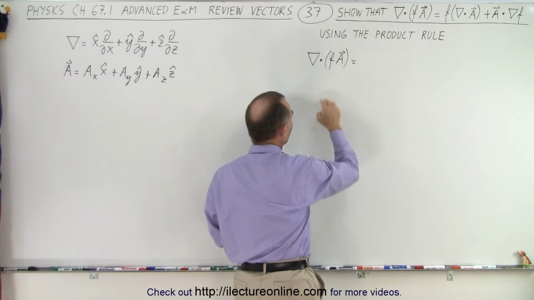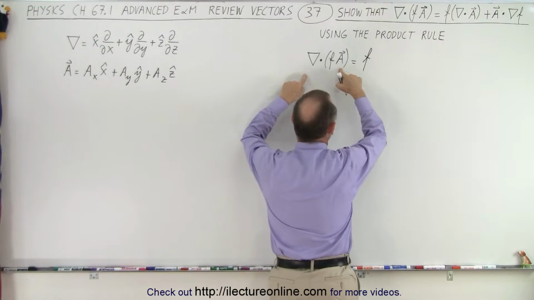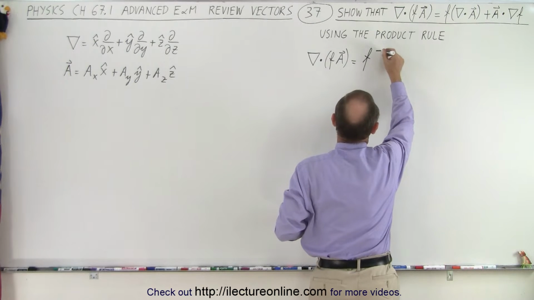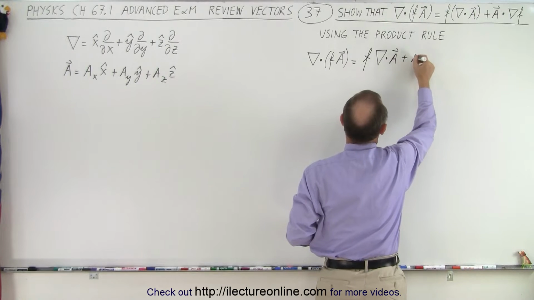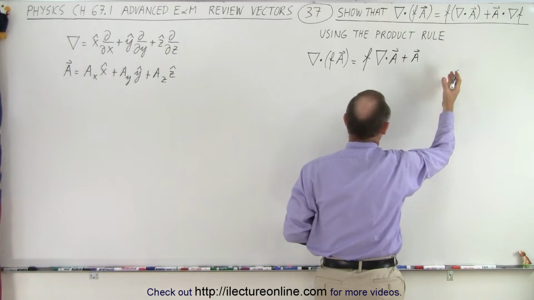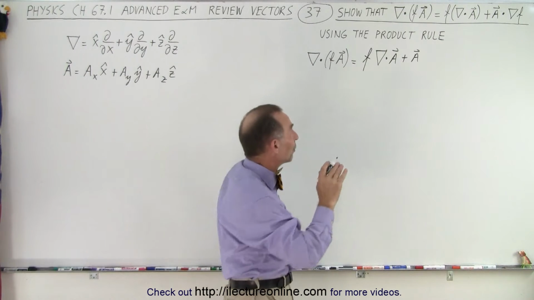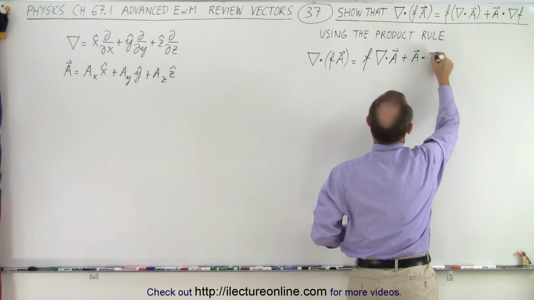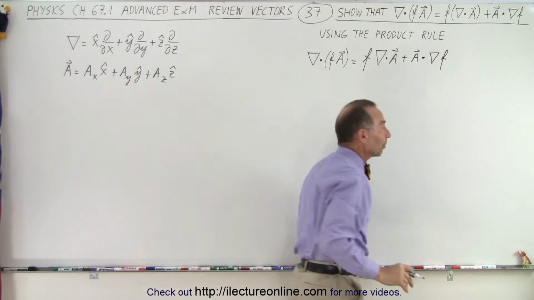If we're going to use the product rule, that means we take the first, which is the function, times the derivative of the second. Now in this case, the derivative is the divergence of the second, so it's times the divergence of the second plus the second, which is now the vector, times the derivative of the function. In this case, the derivative has to be the gradient of the function, and the times is a dot product, so times the gradient of the function. And you can see that, yes, indeed, we get exactly what's up there.